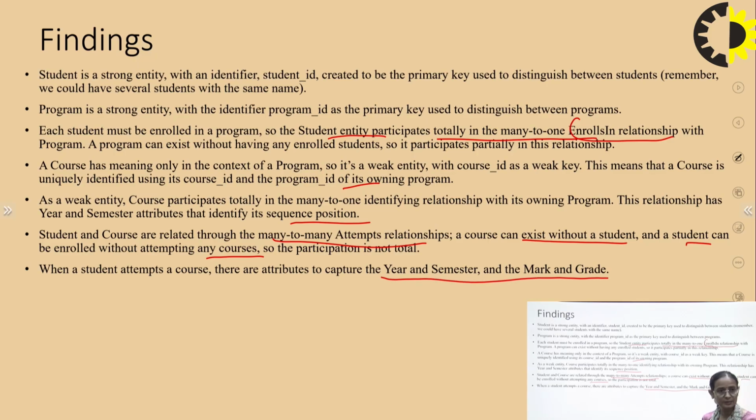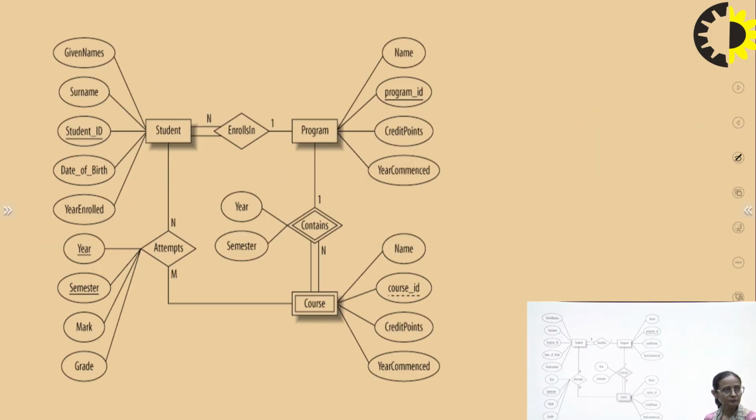So, let's see the ER diagram now. Here we have the entities student, program and course. These are the three entities which we have identified. These are the attributes of the student. These are the attributes of my program and of my course.